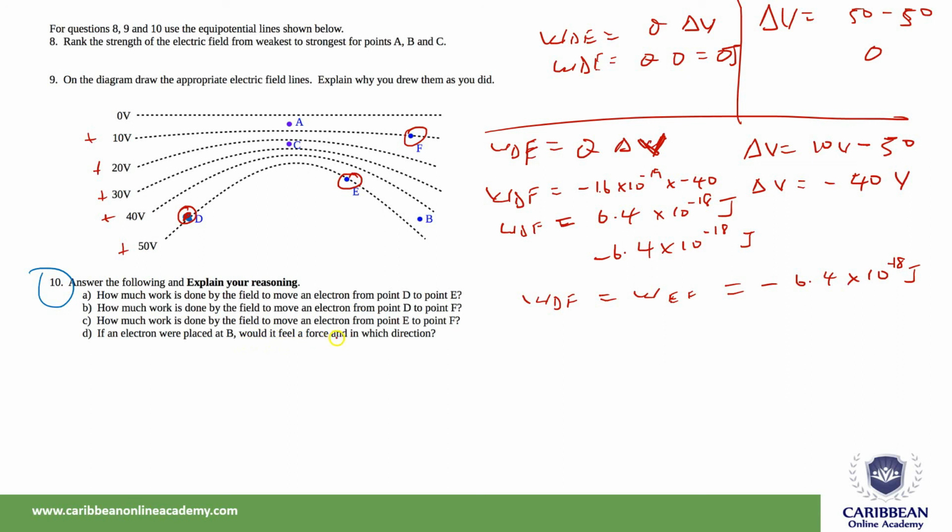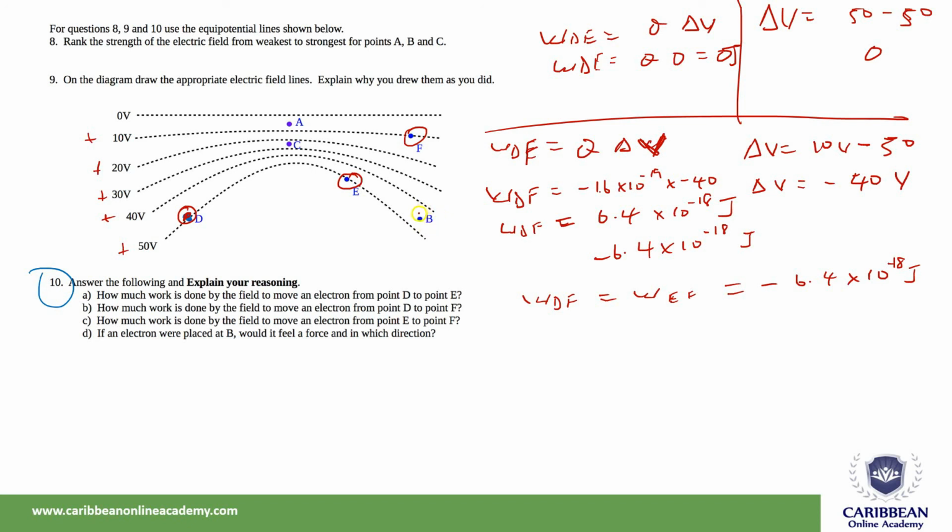It says, if an electron is placed at point B, explain if it will experience a force and in what direction. Yes, it will experience a force, because obviously it is within some electric potential. If you're within some electric potential, then there will be some electric field. And because there's some electric field, it will also experience some type of force.